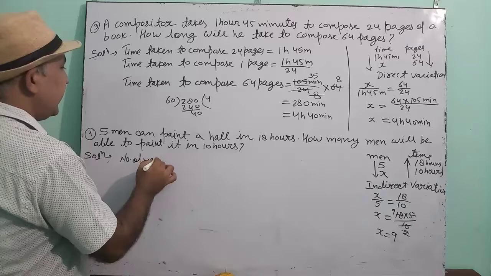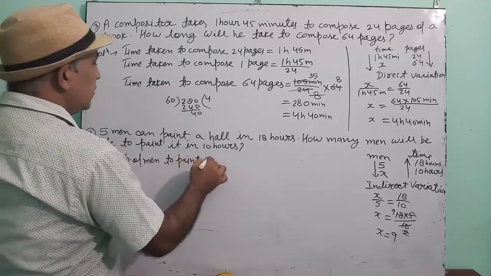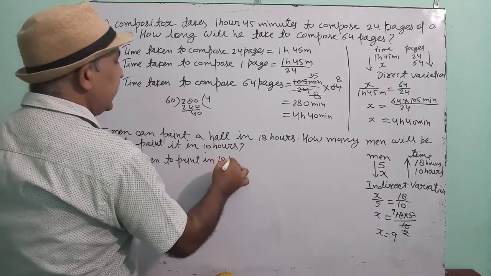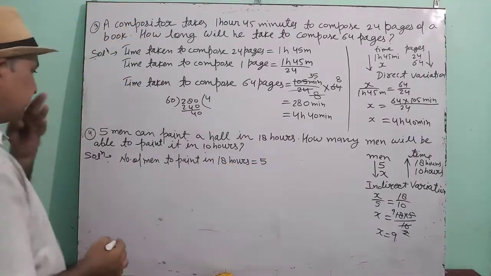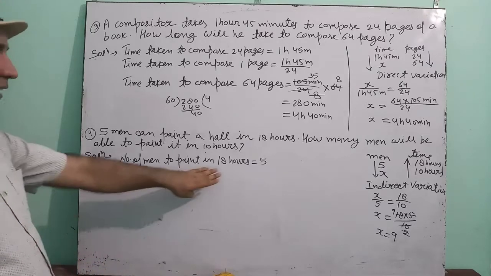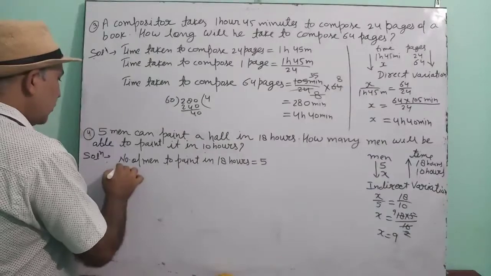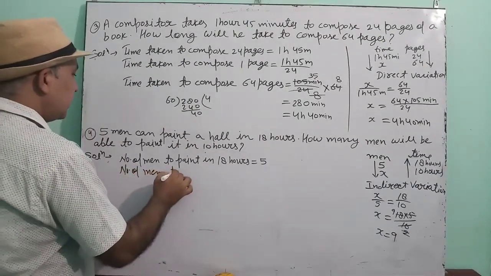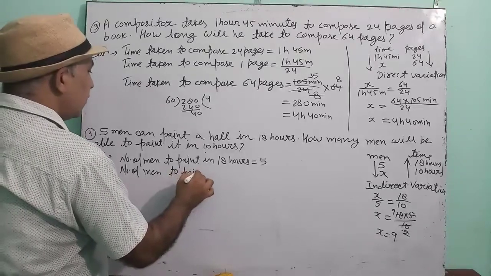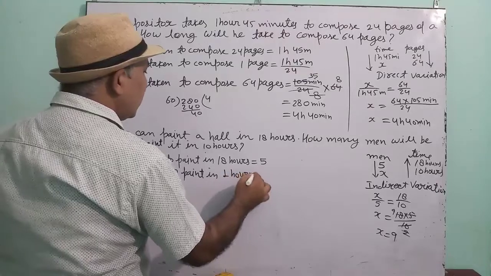Number of men to paint in 18 hours is equal to 5. If 18 hours is taken, then there are 5 men. So, number of men to paint in 1 hour.